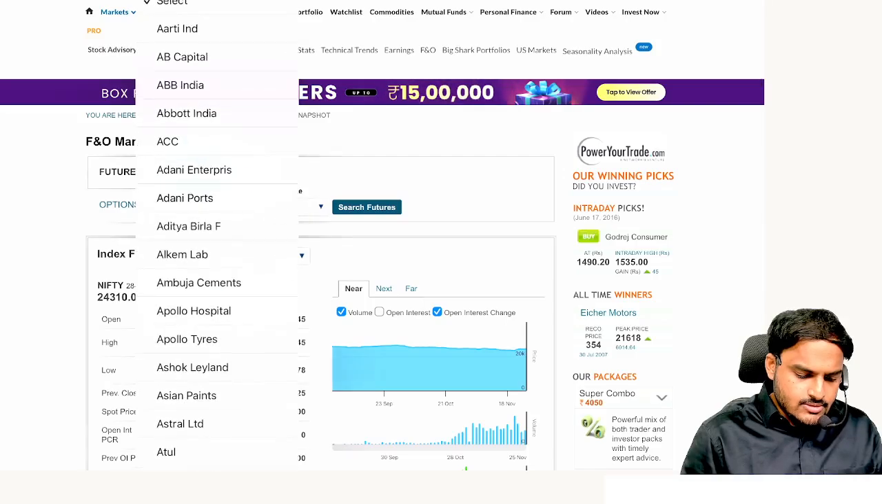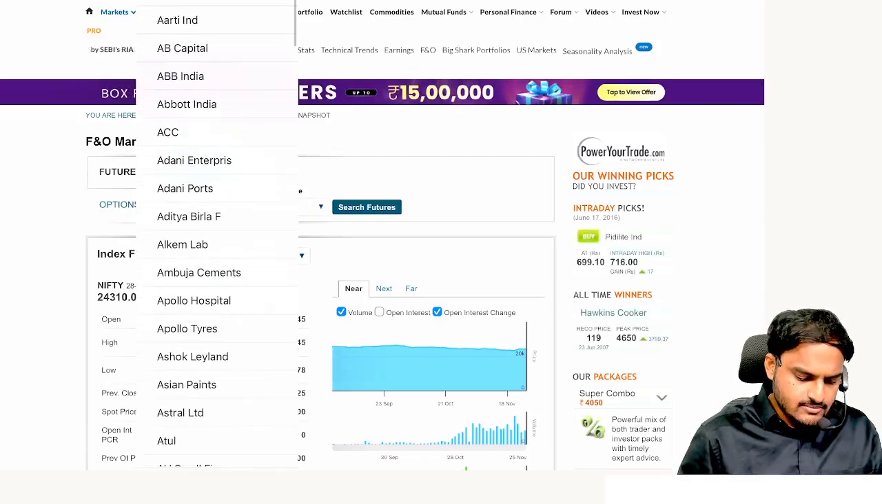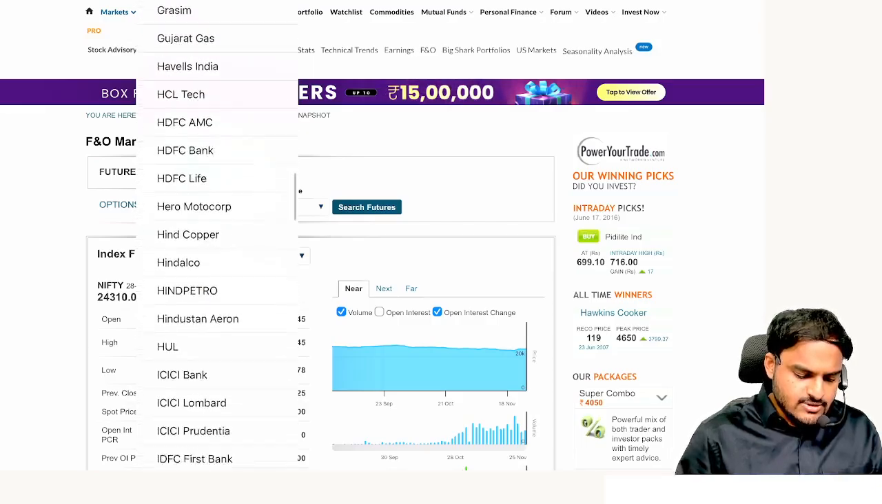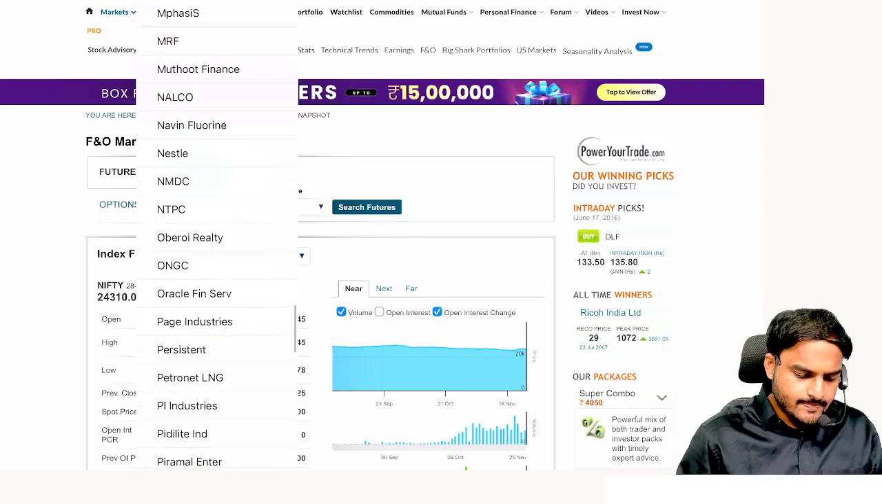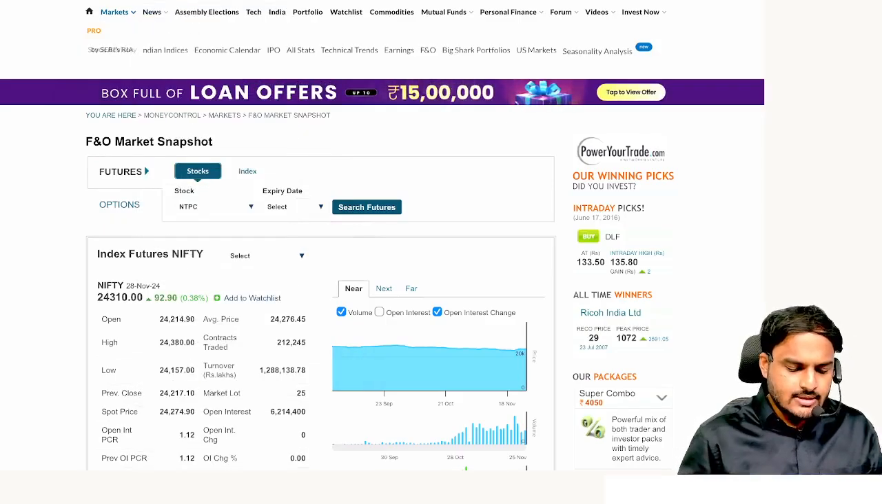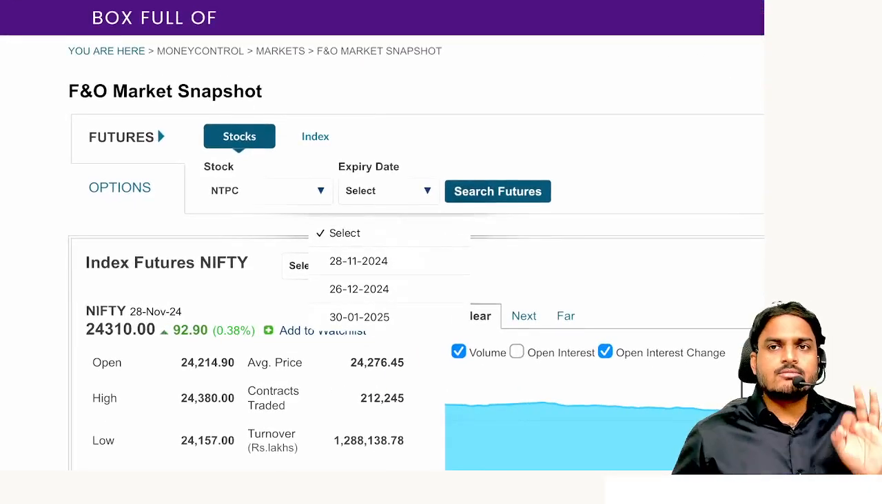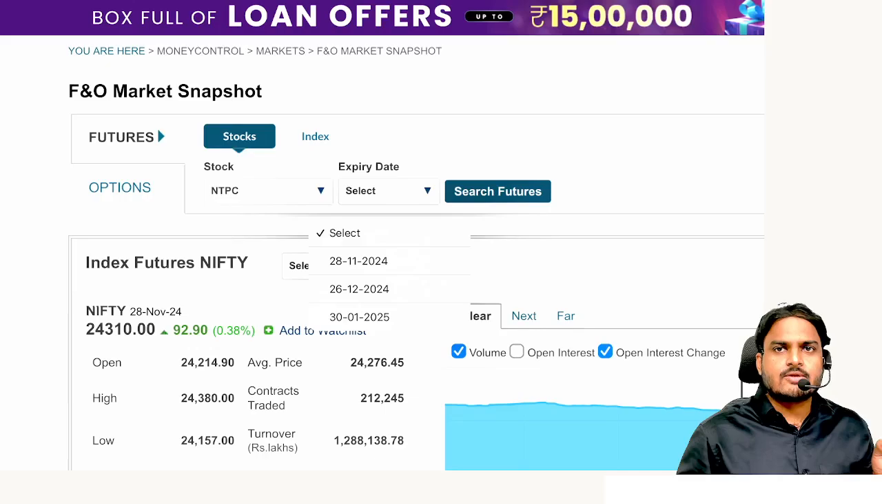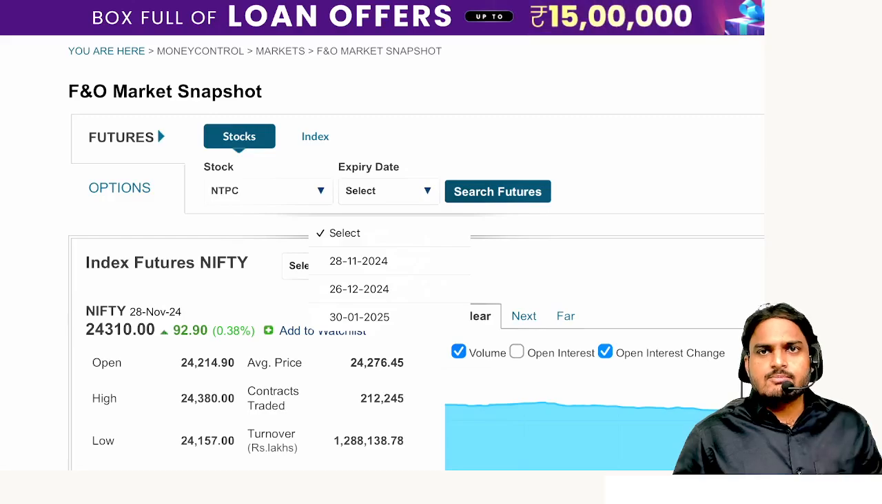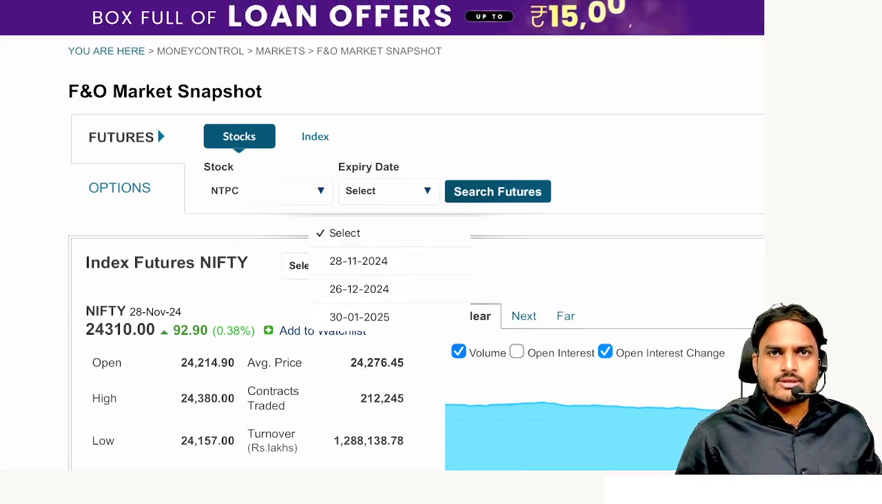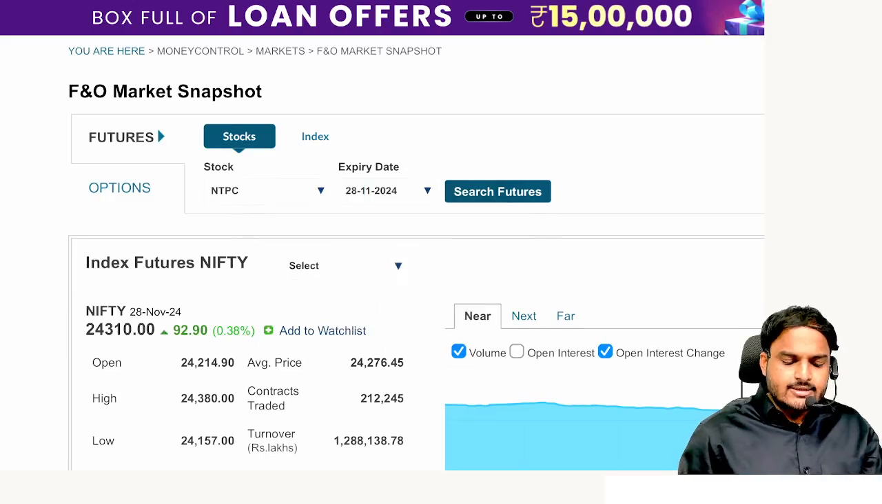So here a stock. Which company did I tell you? Yeah, NTPC. For expiry date, here we will have 3 expiry dates. One is the current month. Every month the last Thursday is the expiry date. This month the expiry date is today only, Thursday, 28th. Next month we have 26. In January we have 30. Now if you take the 28th expiry date, select options.